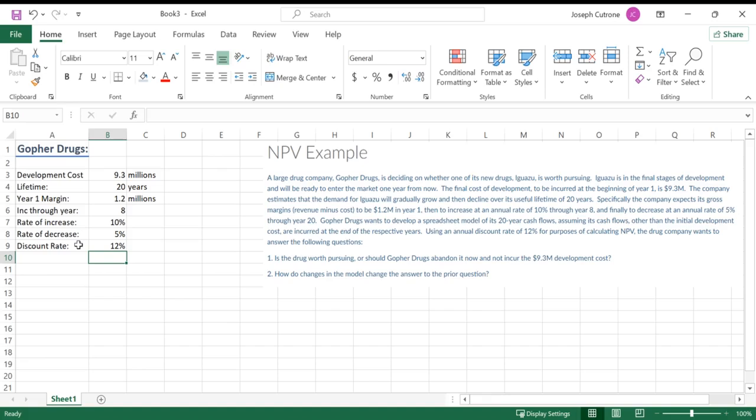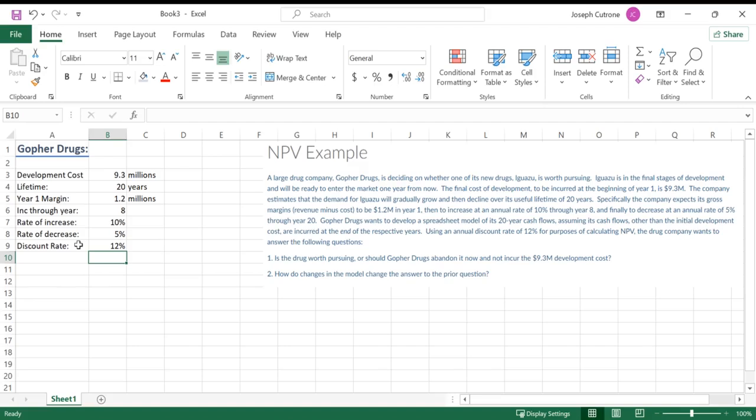So here's the question. If you're the manager of this situation, you have a decision to make. It's going to cost you $9.3 million now to develop this drug, and it will bring in money. It's 1.2 in the first year. It's going to increase by 10% for 8 years, then decrease over its lifetime. Over 20 years, will I get the money back? Is this something that I should, as a manager, decide yes on?